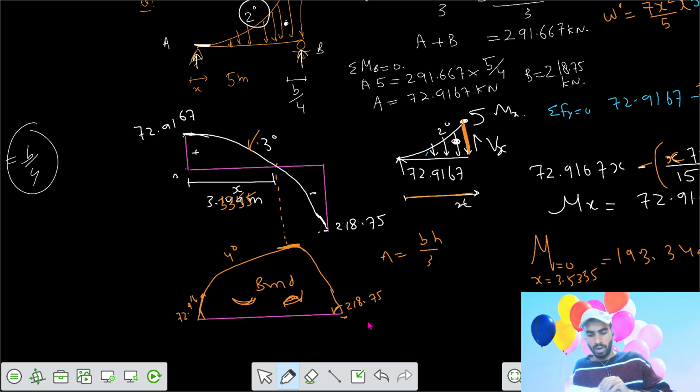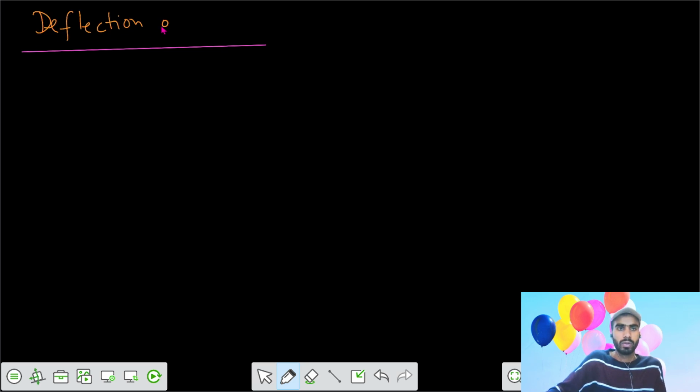Now we have the next chapter, which we call deflection of beams.